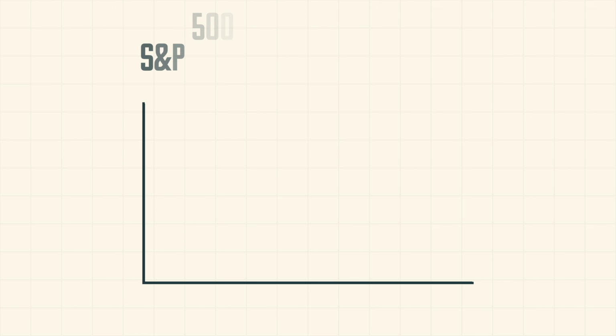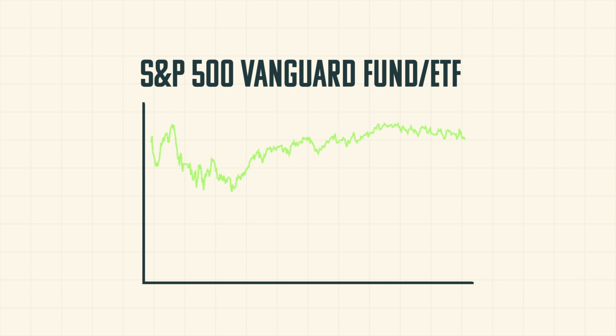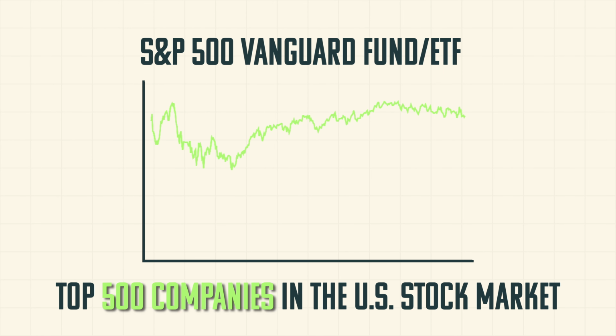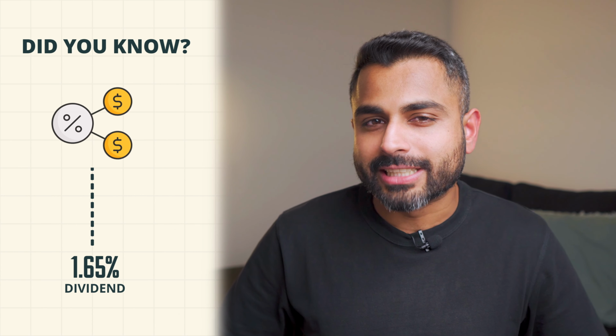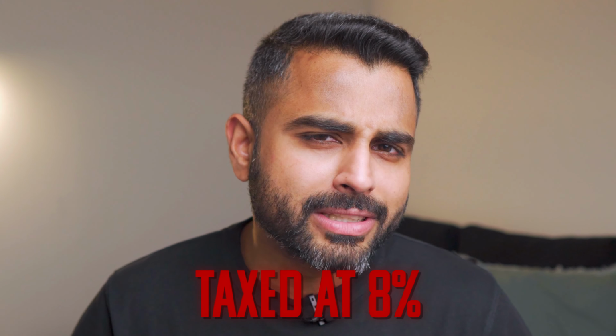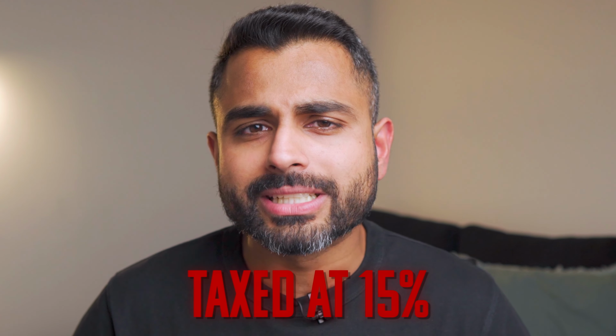The most popular US investment is the S&P 500 fund or the ETF, where you invest in the top 500 companies in the US stock market. But did you know that it offers a dividend of 1.65%? And this is exactly the case with a lot of other stocks too. But did you also know that there's a tax withholding of 15% of these US dividends in your TFSA? So although you're investing in a tax-free savings account, the dividends are taxed at 15%.